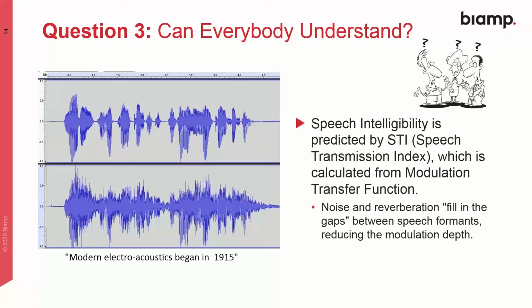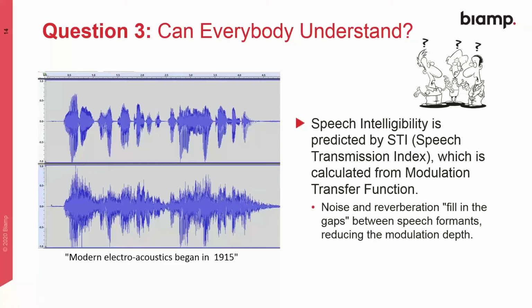Speech intelligibility is predicted by a speech transmission index, which is a number from 0 to 1. It is calculated from the modulation transfer function, which is a much more mathematical thing. Modulation, here's again our speech clip. These are sounds that are turned on and off, and they're different frequencies. For instance, this is modern acoustics. The hiss of the T or the C here, that's a high frequency. So the different frequencies are turned on and off at different rates. So that's modulation.